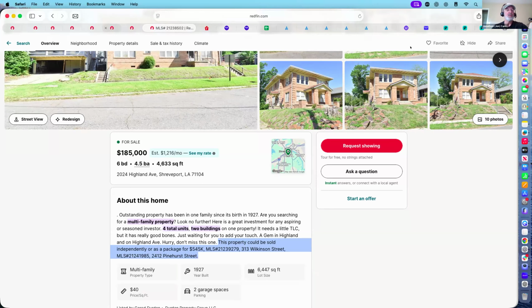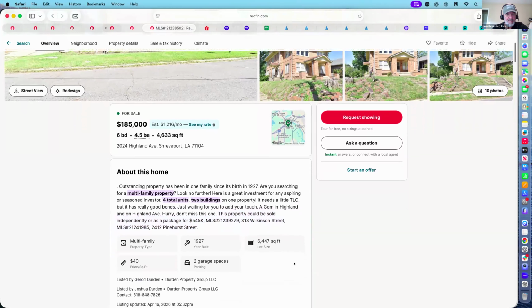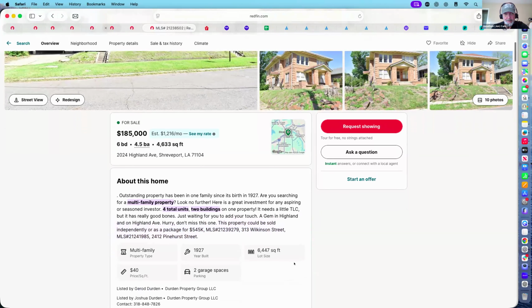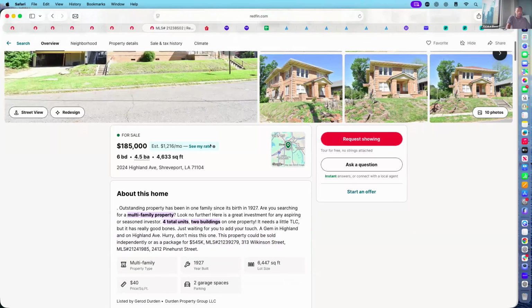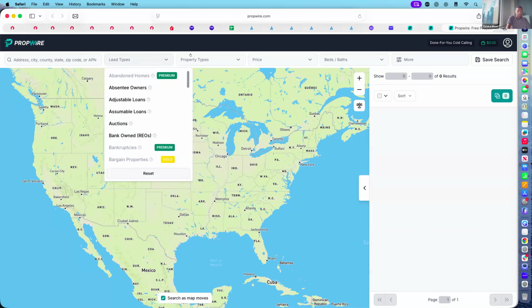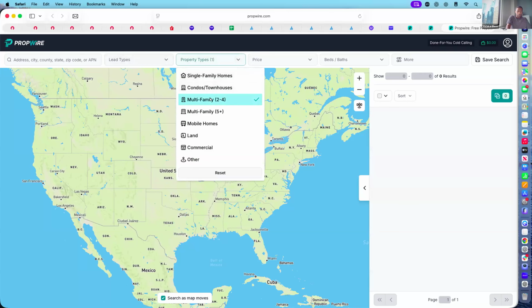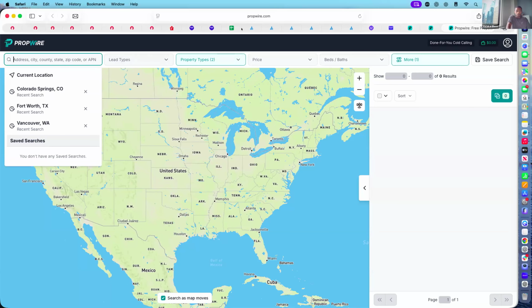When you're doing your searches here, obviously you wouldn't be looking at 6 bed, 4.5 bath as your search criteria, right? Because it's a 4 unit. Yeah, but you also have to play with the systems, right? Here I'm just gonna go to multifamily, which immediately gives me two to four units right there. Immediately gonna play the game this way.